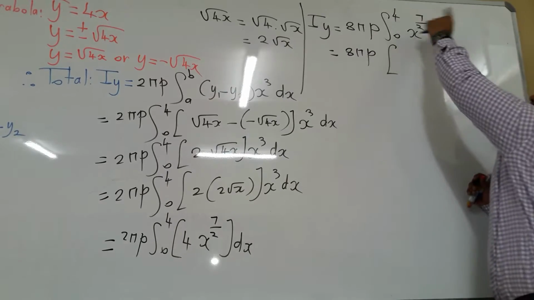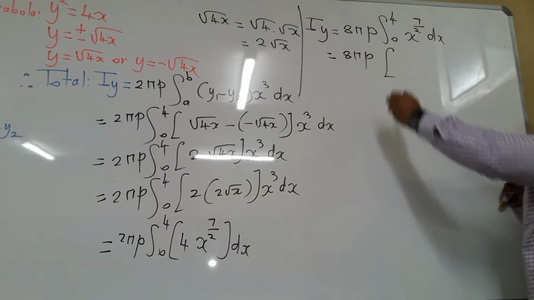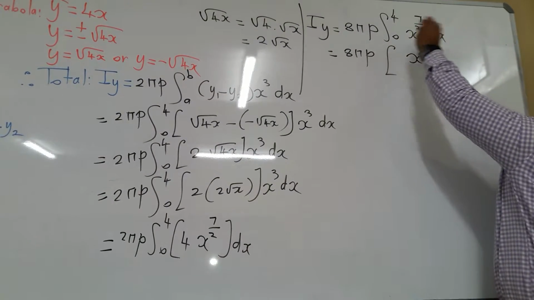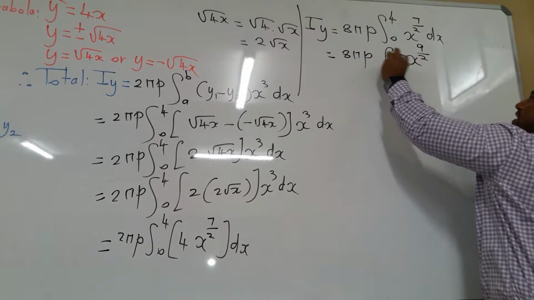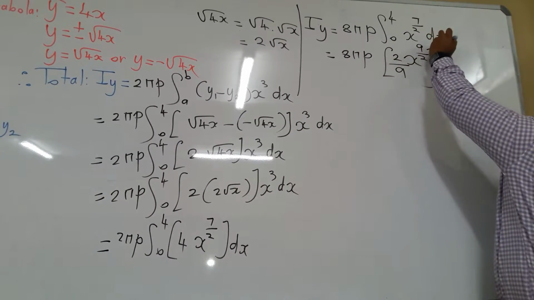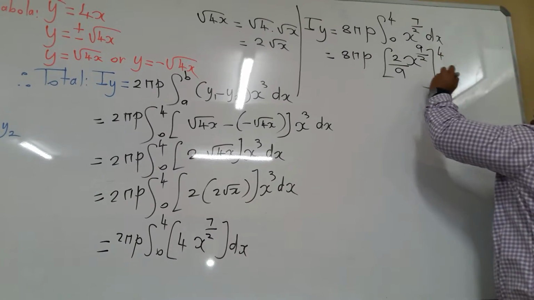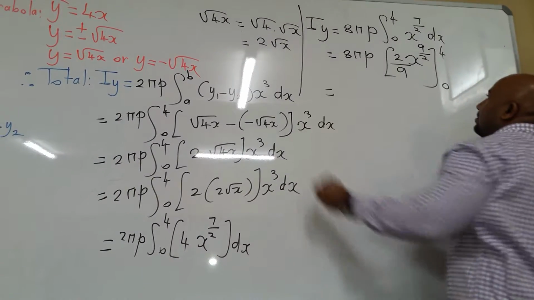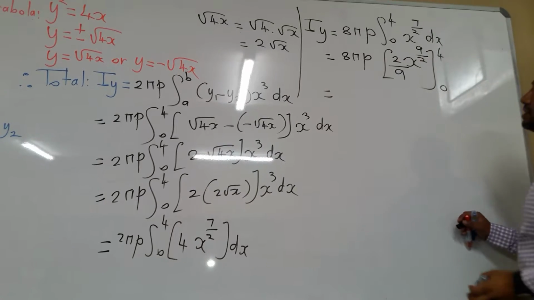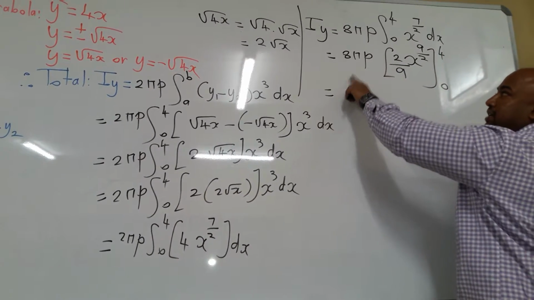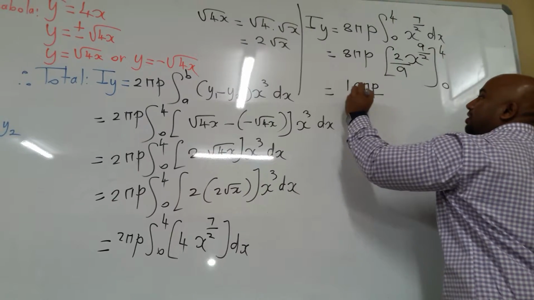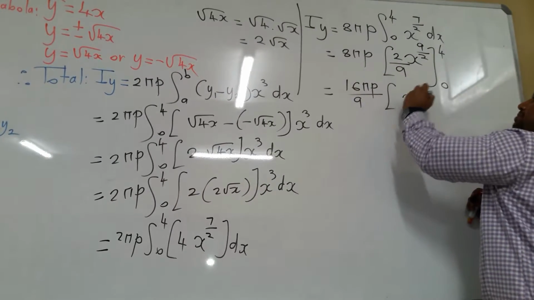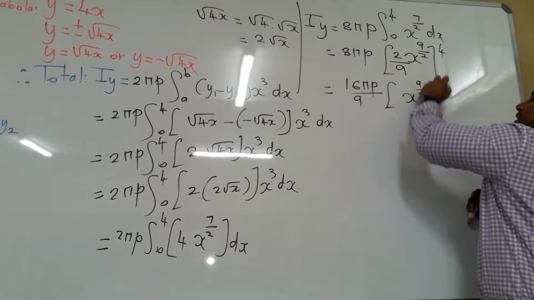All you do is, you add 1. 7 over 2 plus 1 will be 9 over 2 divided by 9 over 2, which is the same as 2 over 9. That's 4, 0. Okay. So I'm just going to remove this here. 8 times 2, that will be 16 pi p over 9. I'm going to substitute into x to the power 9 over 2.